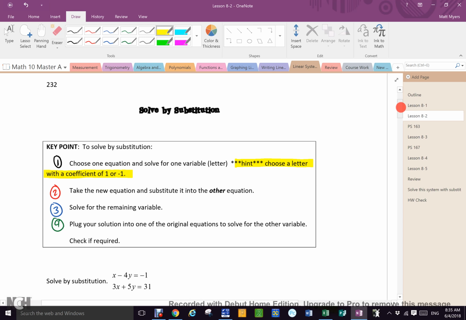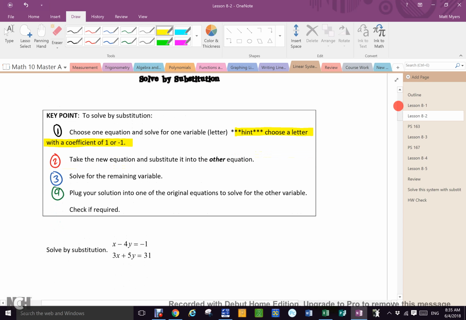Okay. So, step 1. Choose one equation and solve for one variable. Okay, so what does that mean? Everybody knows how to choose an equation, right? There's 2 of them there. You decide one of them to work with. What does it mean to solve for one variable? What does solve mean in algebra?